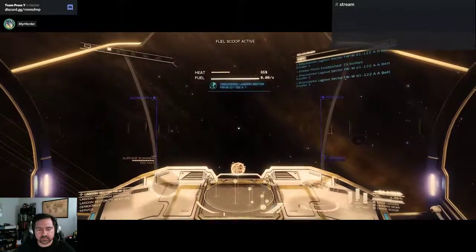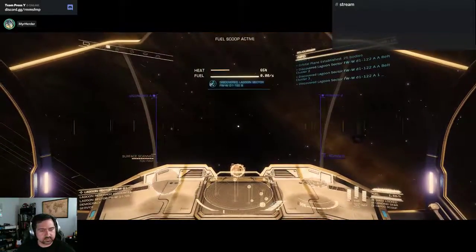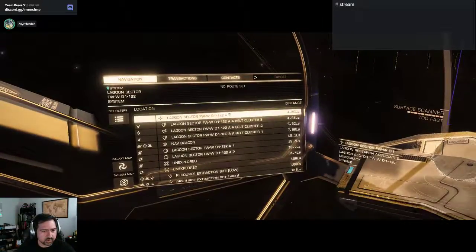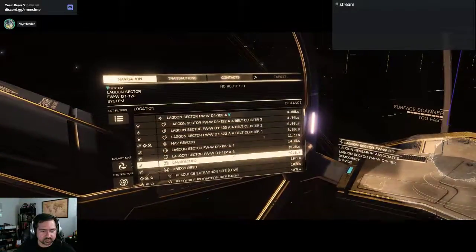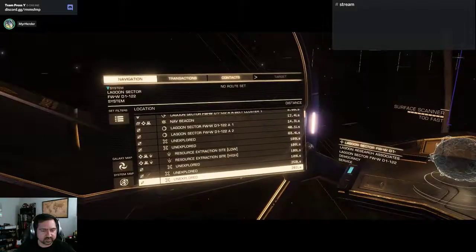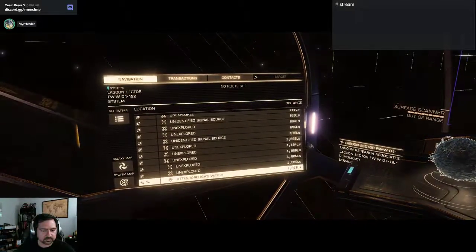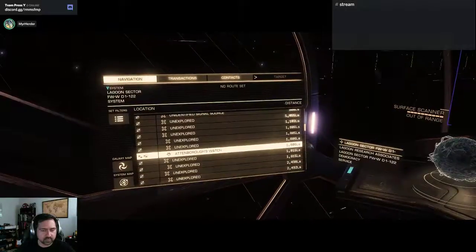So we are now in the star system with the stations. We'll go over to navigation. There better be a station here because I was told there was. Attenborough's Watch.